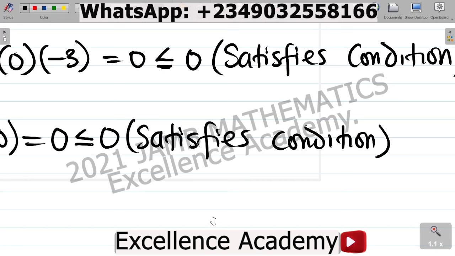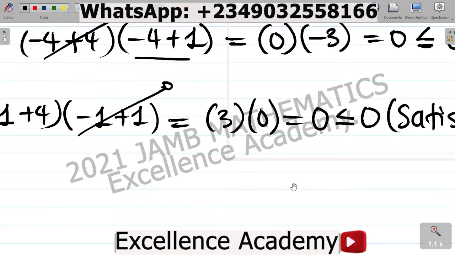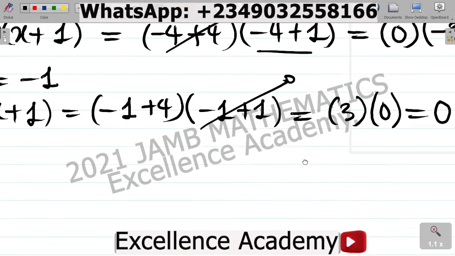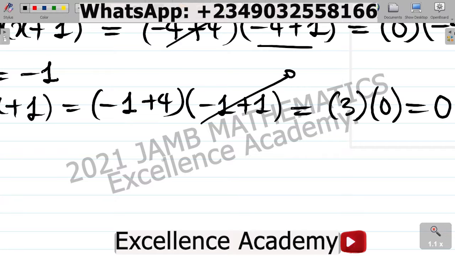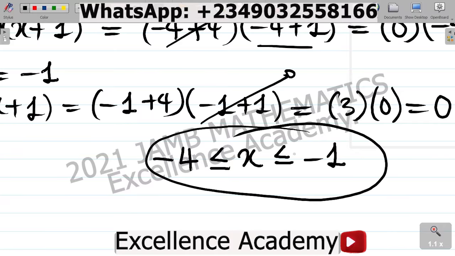So we have this there. That means for this, since both of them satisfy the condition, the final answer becomes minus 4 is less than or equal to x is less than or equal to minus 1. So it has to be within this region. That's how we solve this.